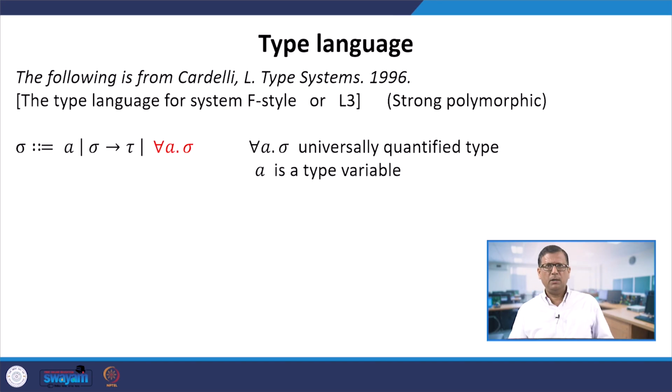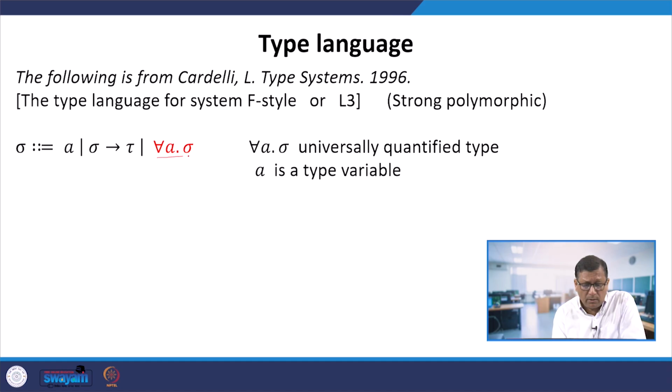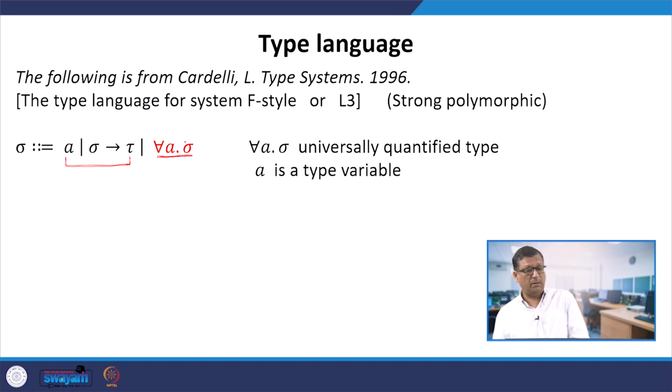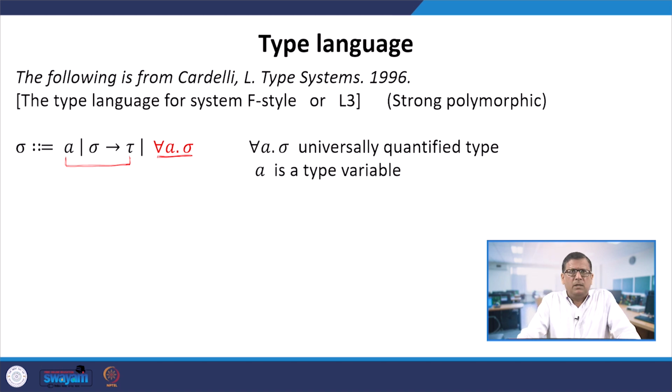Then we move on to strong polymorphism. That means this language is enhanced with a type for all A dot sigma. This part is the language of TL lambda. Now we are introducing for all A dot sigma, that makes it strongly polymorphic, that means a universally quantified type. So this is the language called system F style or L3 that we have named, and the following notations we are going to use are from the paper named Type Systems by Luca Cardelli.